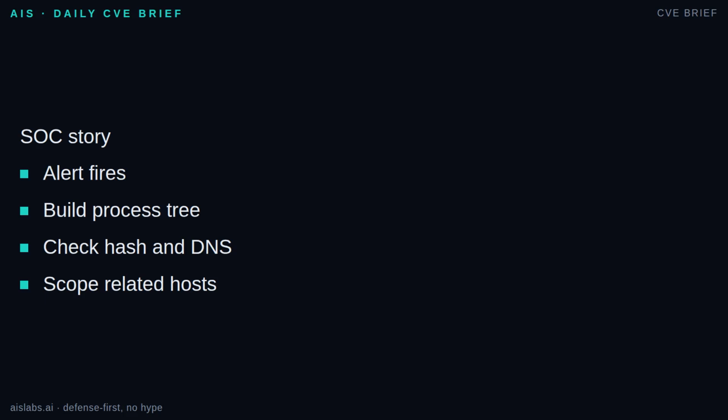Event 3 shows the same process opened an outbound connection. Event 11 shows a new file written in the user profile. Now the analyst has a timeline. They search the SIEM for the same hash, domain, and parent-child pattern across all hosts.